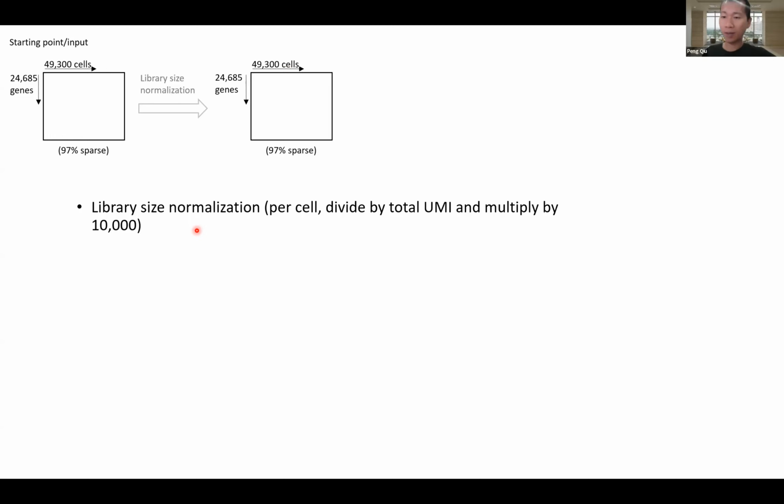So this is a step that I almost always do, okay? But at the same time, when I do this, I also think about what kind of information I may lose, and do I care about that information? If yes, then maybe later I also want to go back to the unnormalized data and see whether the clusters that I obtain show, say, different total UMI counts before normalization.